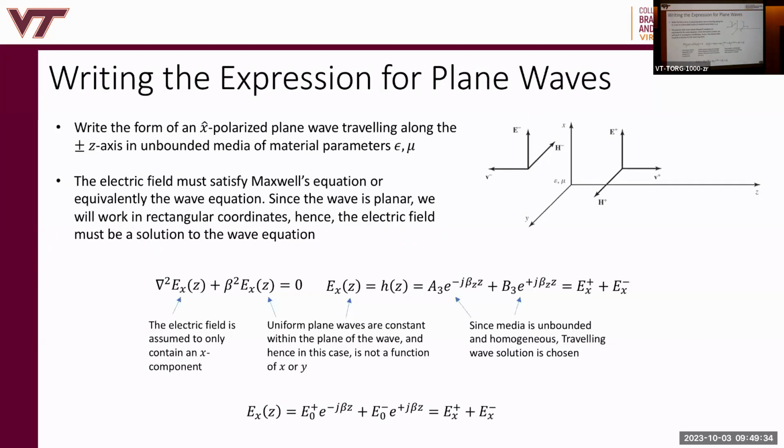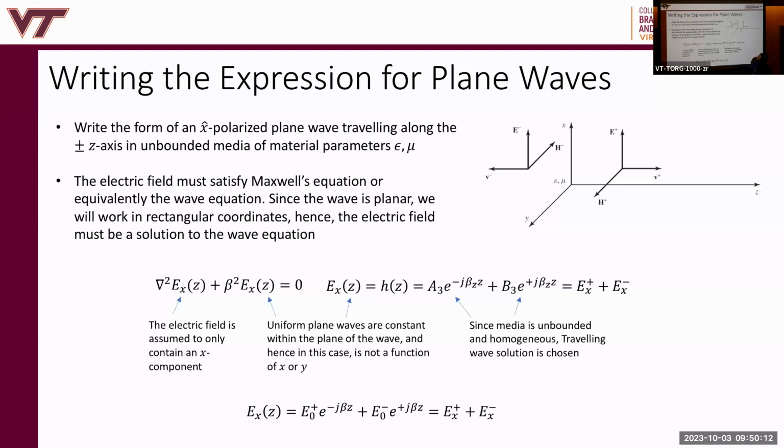So how do we write down the expression for plane waves? When we solve problems in electromagnetics, we're going to have to get good at writing down our electric and magnetic fields in terms of the expansion functions we derived in the last lecture. So how do we write down the form of an x-polarized plane wave traveling along the plus or minus z axis in unbounded media of material parameters epsilon and mu? Here we have epsilon and mu existing in all of space, and we have a plane wave traveling to the right along the z-axis with this vector v plus. E and H are orthogonal to v, and orthogonal to each other. We have one traveling in the minus z direction with a vector v minus, all right?